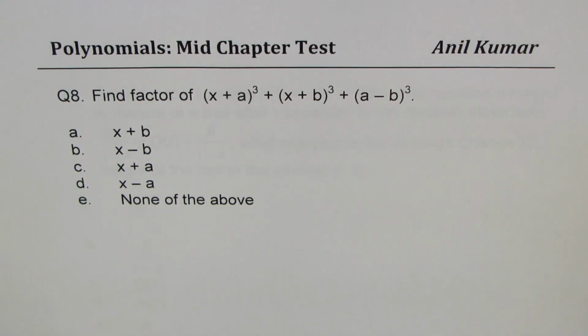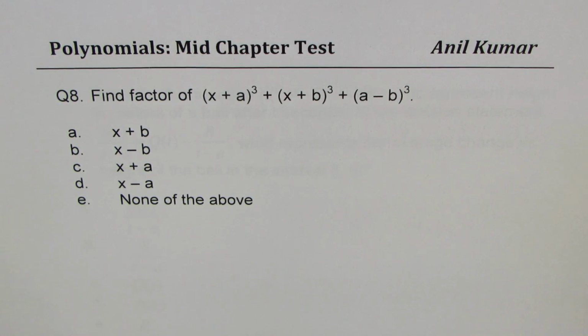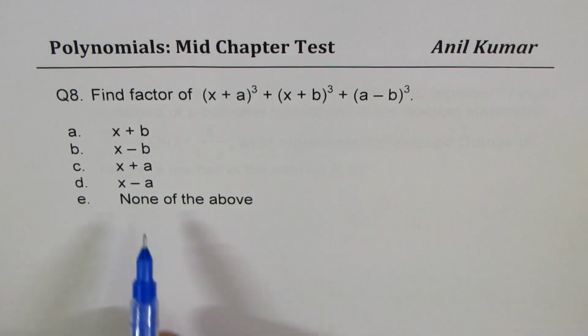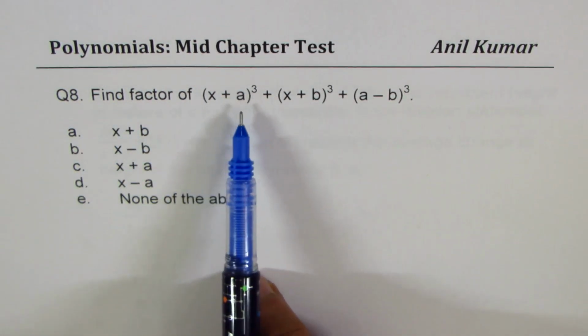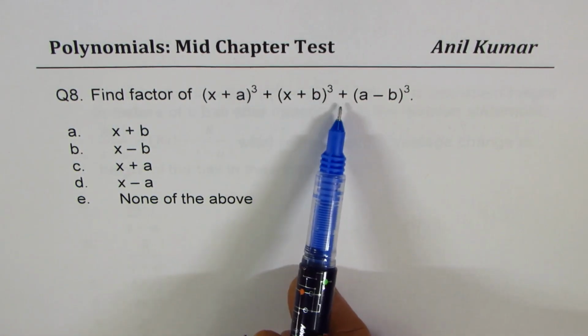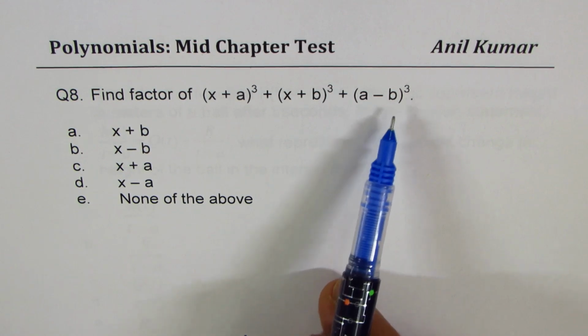Question number 8. There was a typing error. I actually corrected the question. So those of you who have done the original one, none of the above is the right answer. Now the question is: find a factor of (x + a)^3 + (x + b)^3 + (a - b)^3.